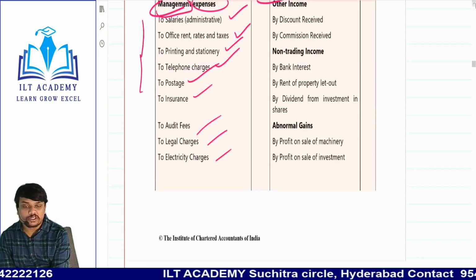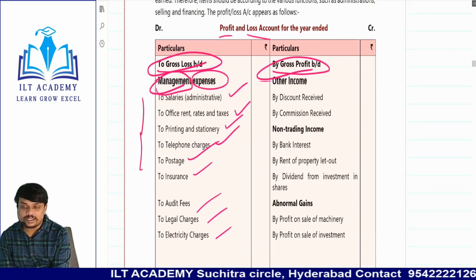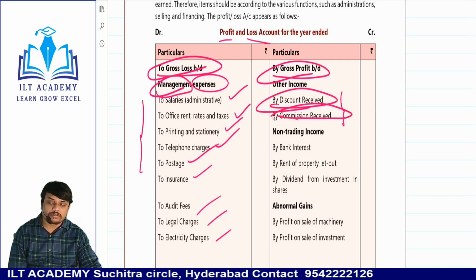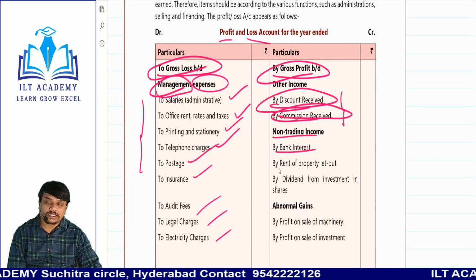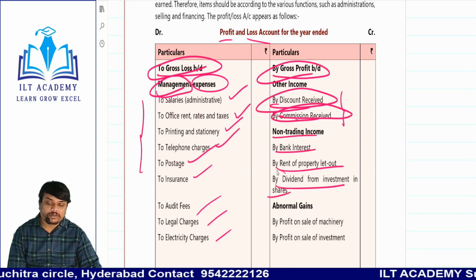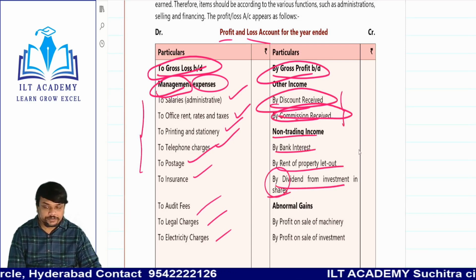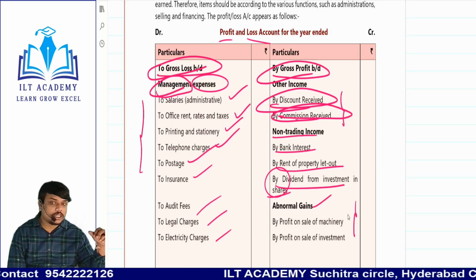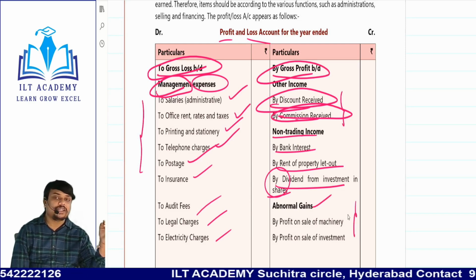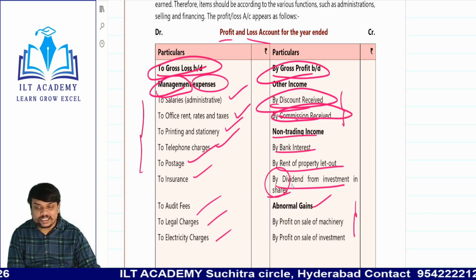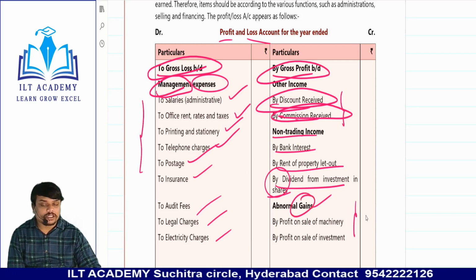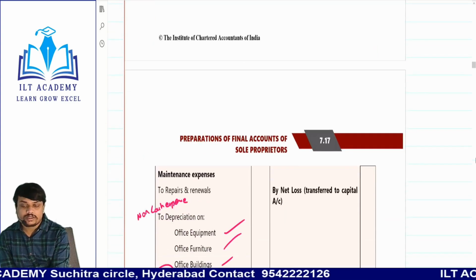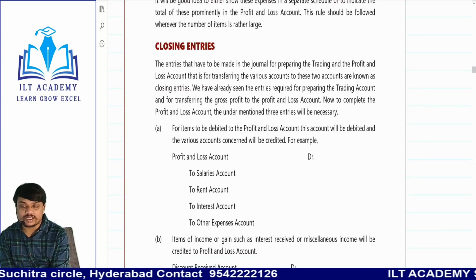And coming to the opposite side, that is the credit side, on that side you are going to record other incomes. Sometimes you might be receiving discount received, commission received, and non-trading incomes like bank interest, rent on property let out, and dividend from investment in shares. Clear? Abnormal gains, again the same, opposite to abnormal losses. Suppose on sale of machinery, if you receive anything, that is profit, but that is called as what? Gain. Clear? Abnormal gain, profit on sale of machinery or profit on sale of investments, that is not your regular activity. So finally net loss, if net profit is not the situation.